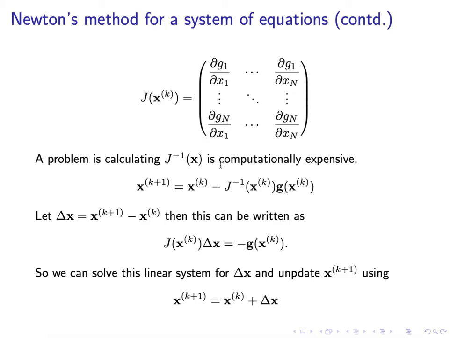Now the problem with calculating an inverse Jacobian matrix is that it is computationally expensive. If you've got a 100 by 100 system of ODEs, you're going to have to calculate a 100 by 100 inverse, which is very computationally expensive.